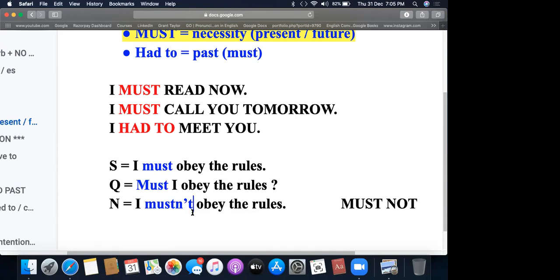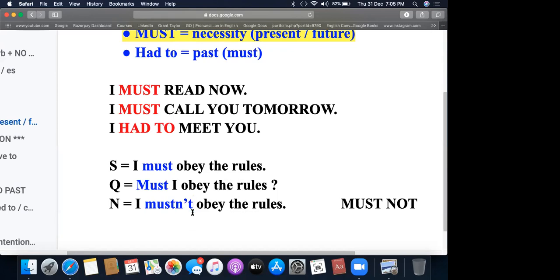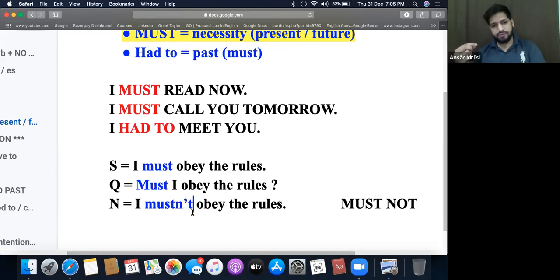Very good. I must practice at home. Must I practice at home? I mustn't practice at home. You must win the match. Must you win the match? You mustn't win the match. Very good. I must practice at home and you must win the match. आपको मैच जीतना ही पड़ेगा, करो या मरो. Very good.